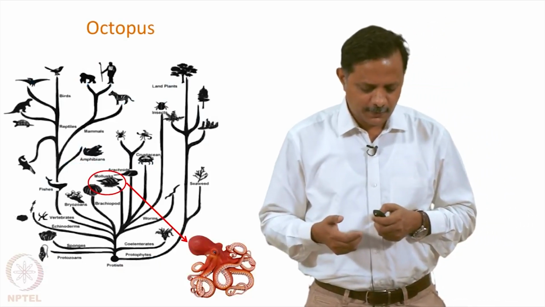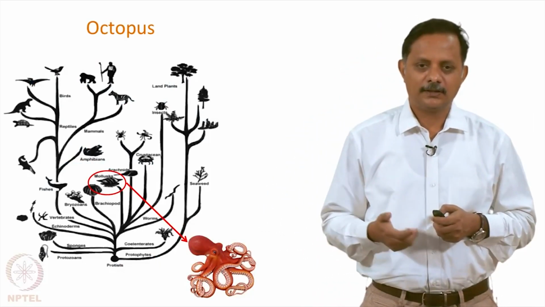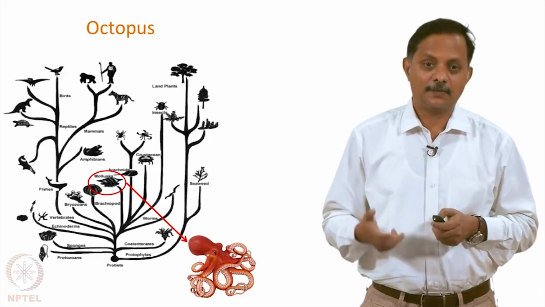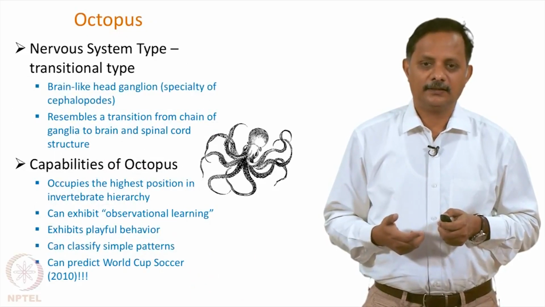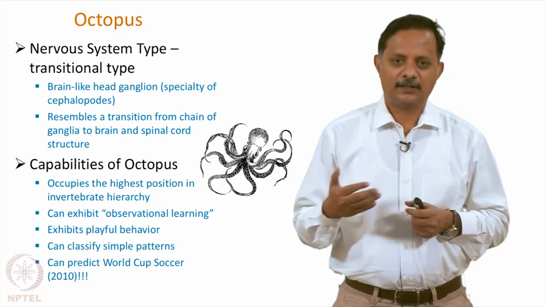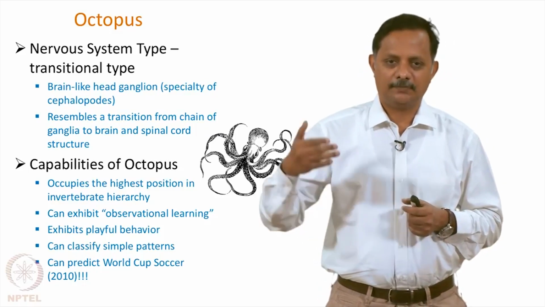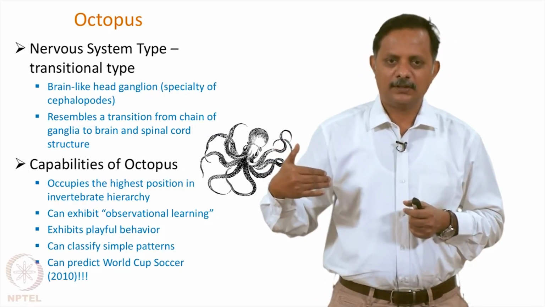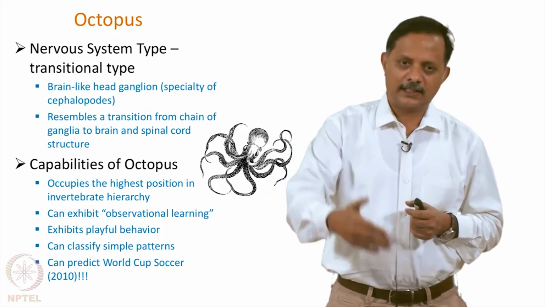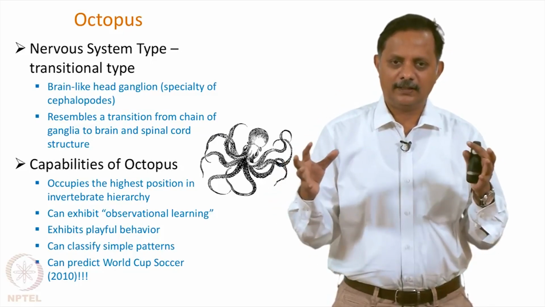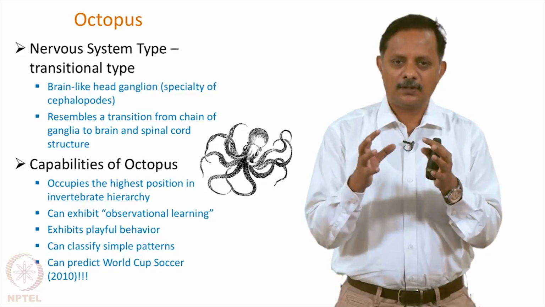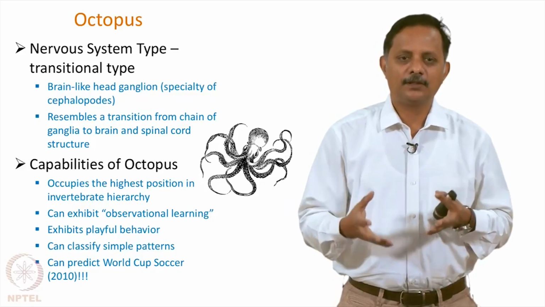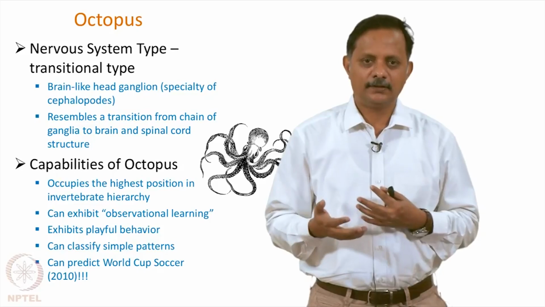Then let us look at the octopus. Octopus is an example of a mollusk. It is a very interesting animal, it is actually a pretty smart animal, and the kind of nervous system it has is actually a transition between the previous type of nervous system, where we saw a chain of ganglia, and the next kind of nervous system, where you find a huge clump of neurons forming something like a precursor to the brain as we know it.